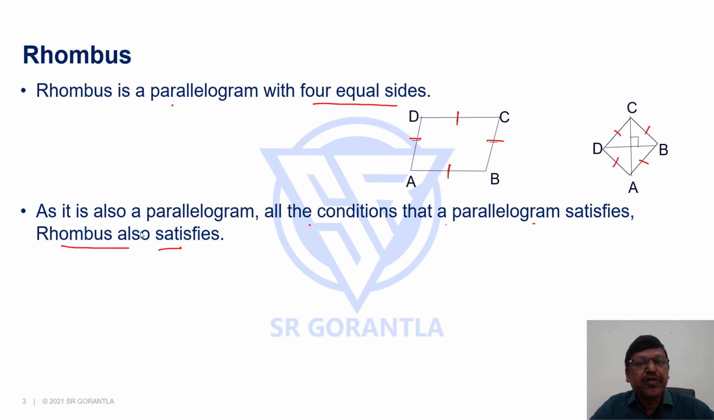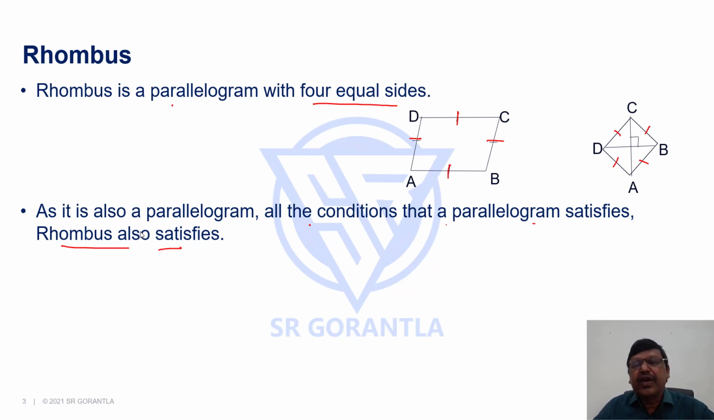In the previous session, we have discussed the properties of parallelogram like opposite sides are parallel and equal, opposite angles are equal, sum of any two adjacent angles equals 180, the diagonals bisect each other, a diagonal will divide the parallelogram into two congruent triangles. Like this, we have discussed some important properties. All those properties hold good in a rhombus.